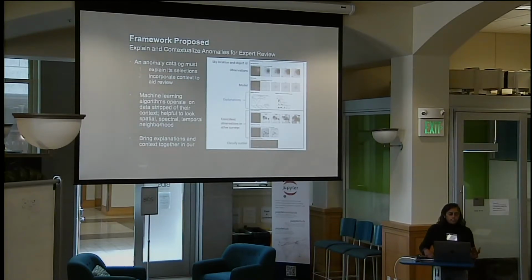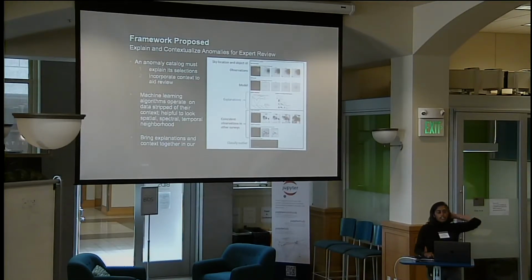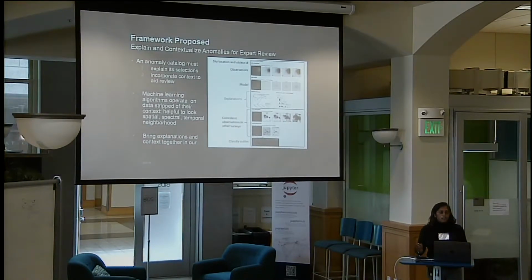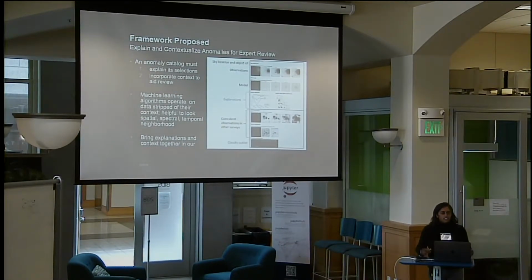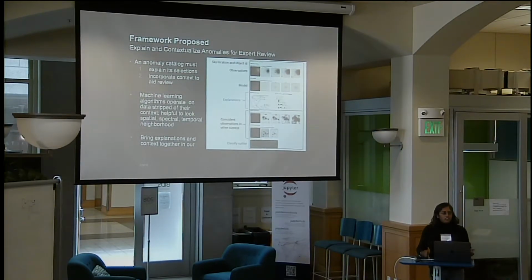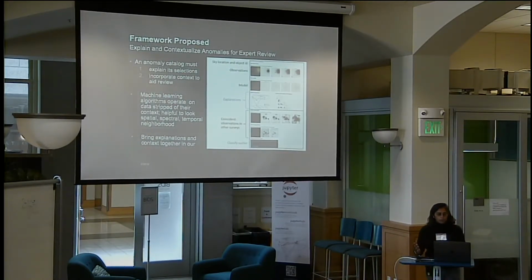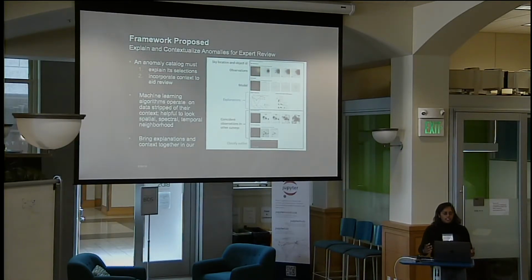So once you run your anomaly detection, we have to explain and contextualize our anomalies for expert review. So we talked a little bit about explanations. I think everyone in this room would agree that explanations are increasingly important to the science consumers of these algorithms. I bring up the word context because we have to remember that these machine learning algorithms are operating on data stripped of their context. So it's helpful to bring that back and look at the spatial, spectral, and even the temporal neighborhood that observation was made in order to better understand why this thing is anomalous.